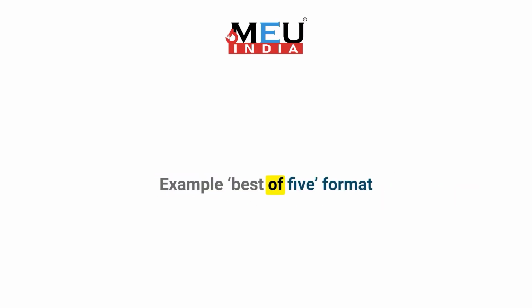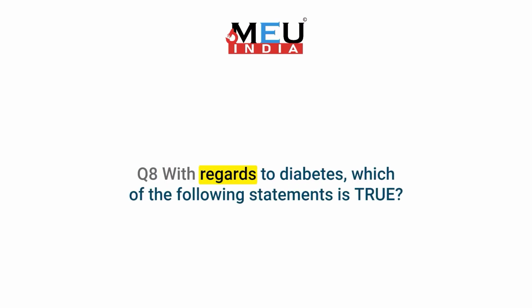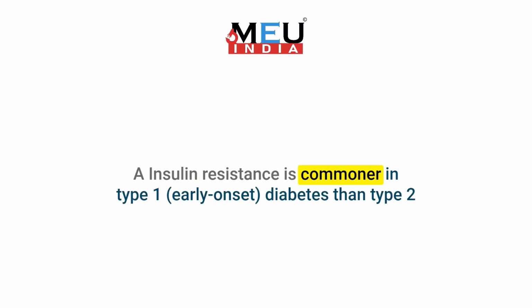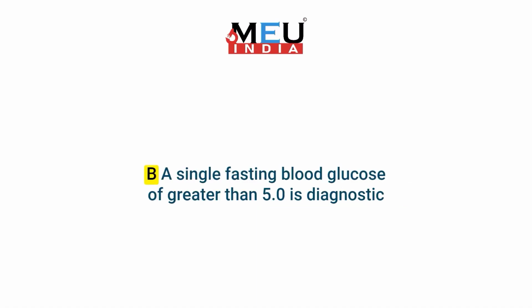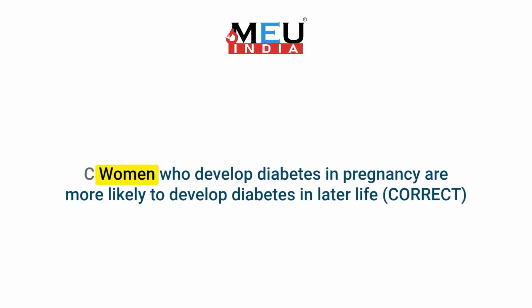Example: best of 5 format. Q8. With regards to diabetes, which of the following statements is true? A. Insulin resistance is commoner in type 1 diabetes than type 2. B. A single fasting blood glucose of greater than 5.0 is diagnostic. C. Women who develop diabetes in pregnancy are more likely to develop diabetes in later life.